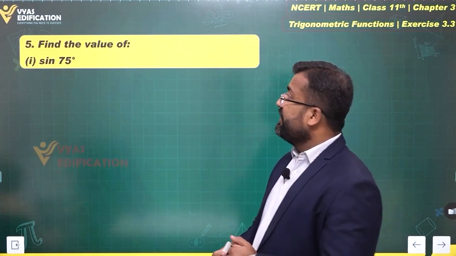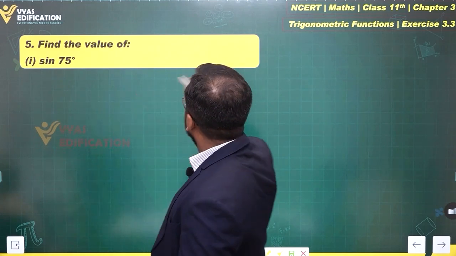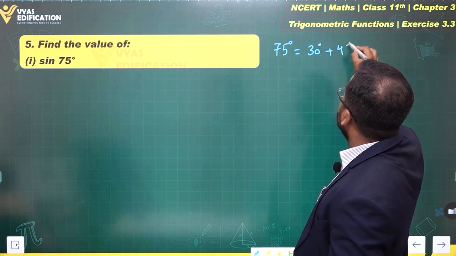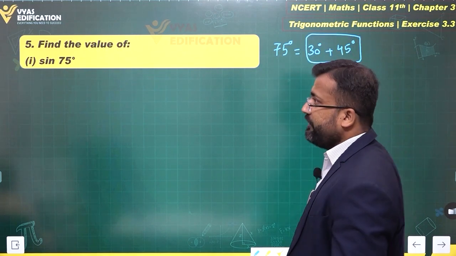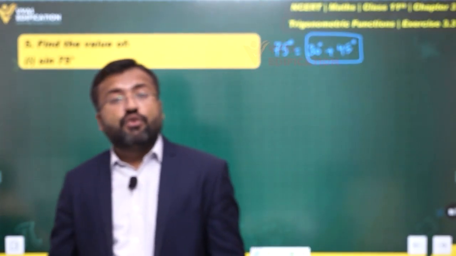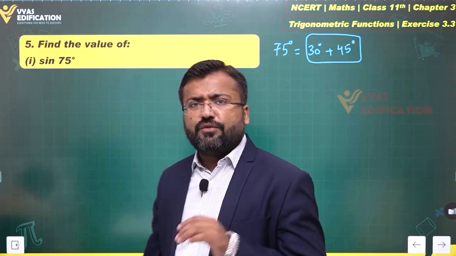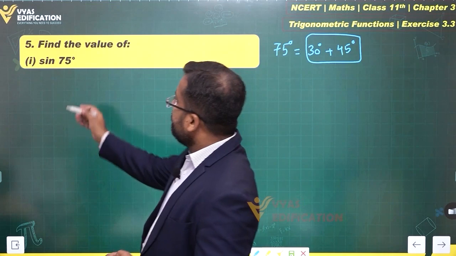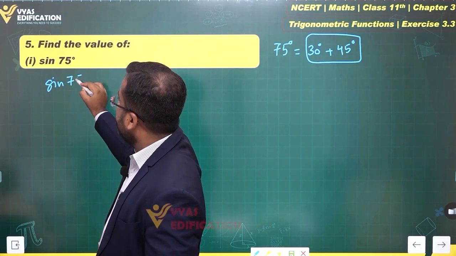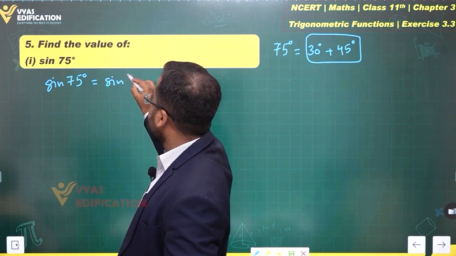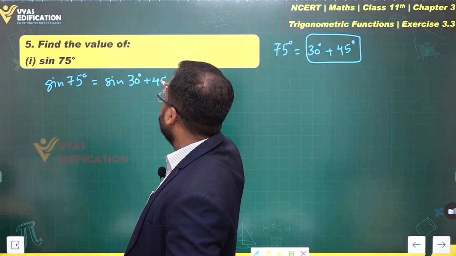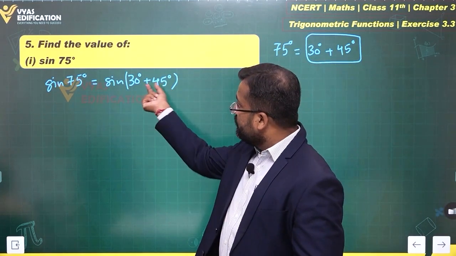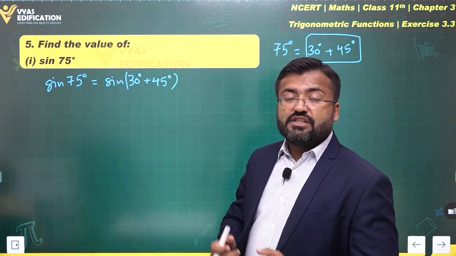Now what does sine 75 degree look like? 75 degree is actually the sum of two angles whose values are well known, 30 degree and 45 degree. We know sine 30, cos 30, sine 45 degree, cos 45 degree, we know all of those things, right? So for finding sine 75 degree, I can write it as sine of 30 degree plus 45 degree, right?